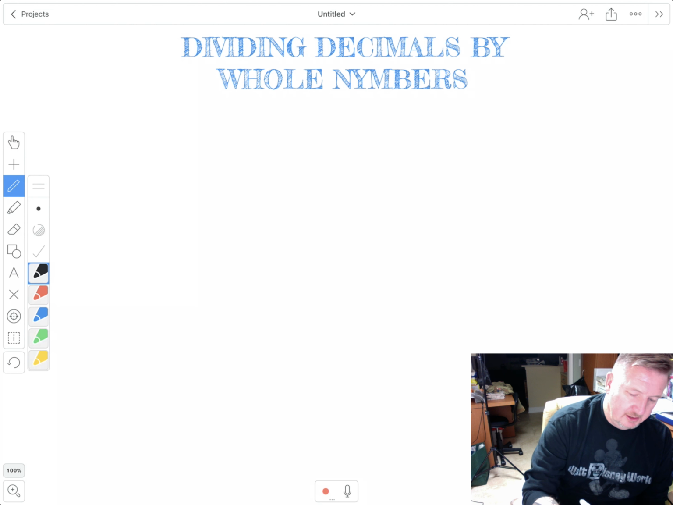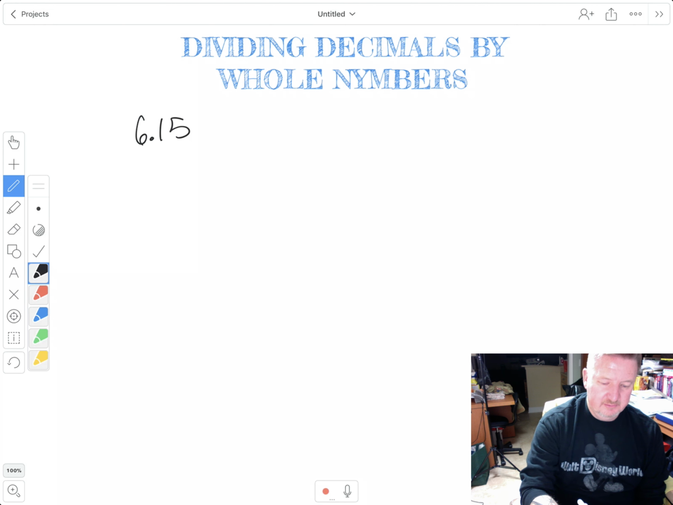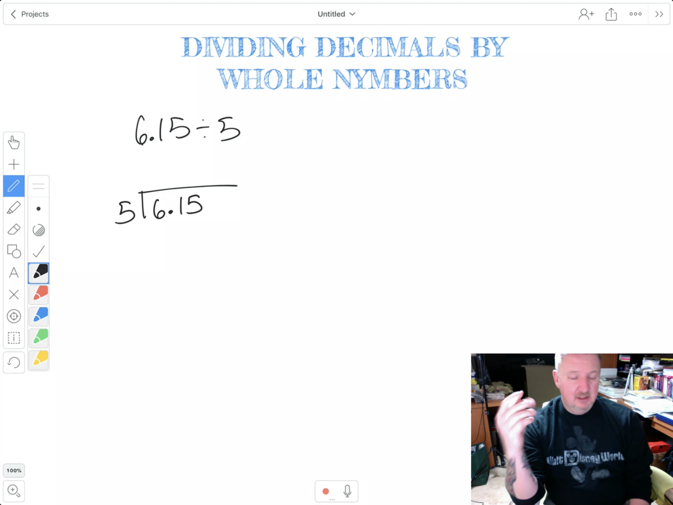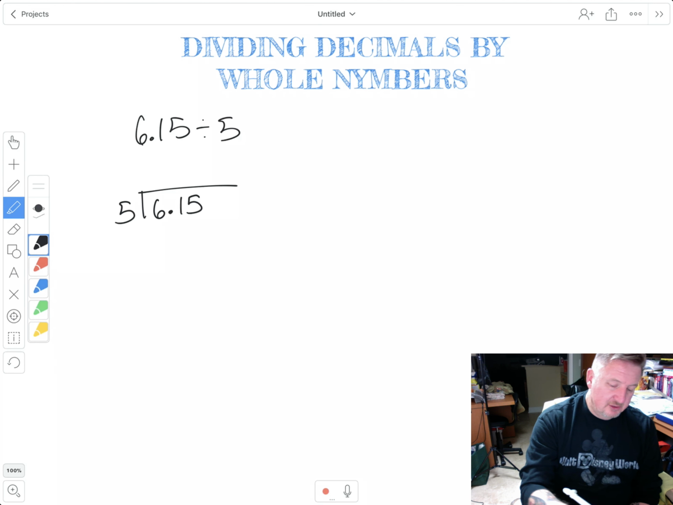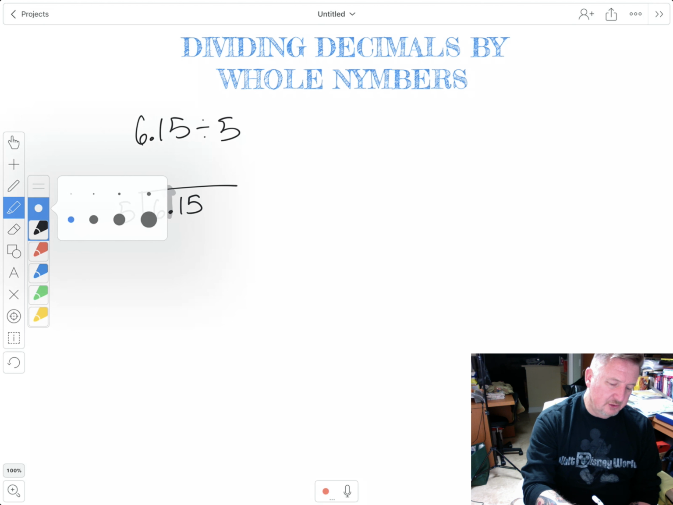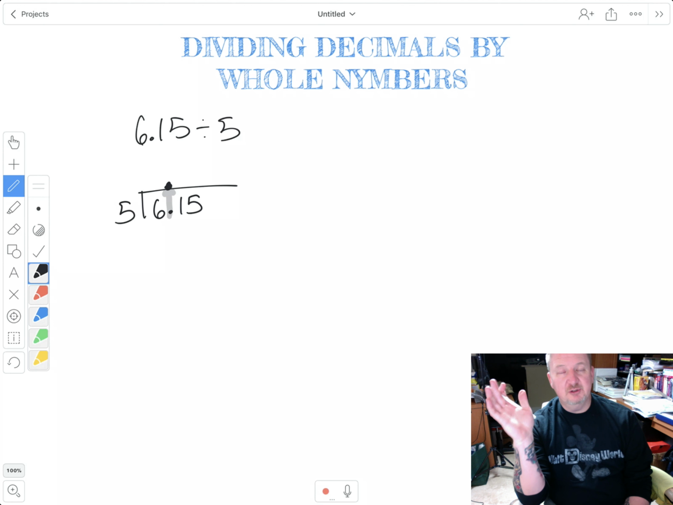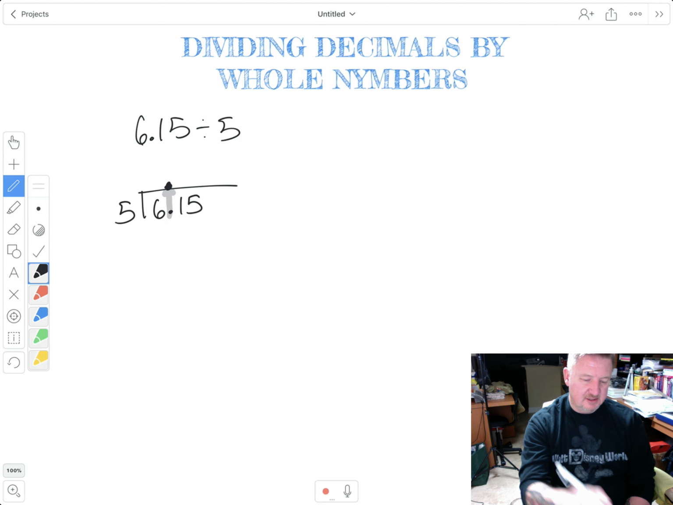First one is 6.15 divided by 5. Okay, so the setup is critical. 6.15 goes on the inside, 5 goes on the outside. There's really nothing special that you have to do except for you need to take that decimal and move it up to the top right above it. Okay, that's the first step in any multiplying or dividing decimals.